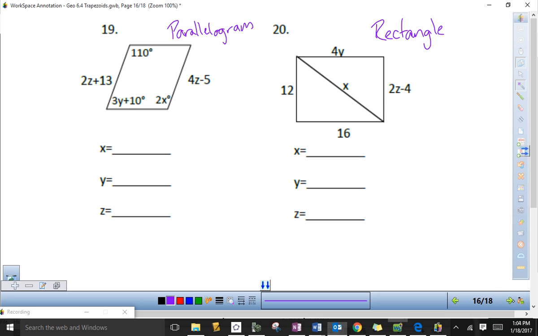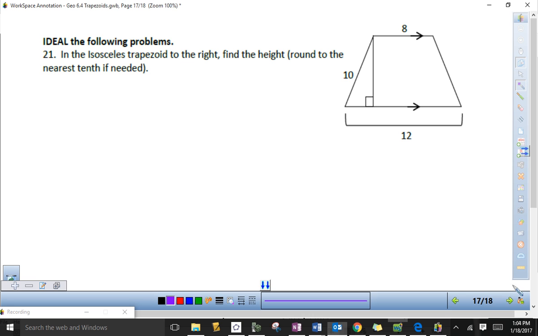Okay, the next one I'm going to talk about is number 21. This is an IDEAL problem that asks you to find the height of the isosceles trapezoid. So we're going to go to the right here and mark some stuff before we get too busy getting started. Isosceles trapezoid means this opposite side is 10 as well. And the height is just the distance between the bases, the perpendicular distance. So I'm going to mark that with an H.